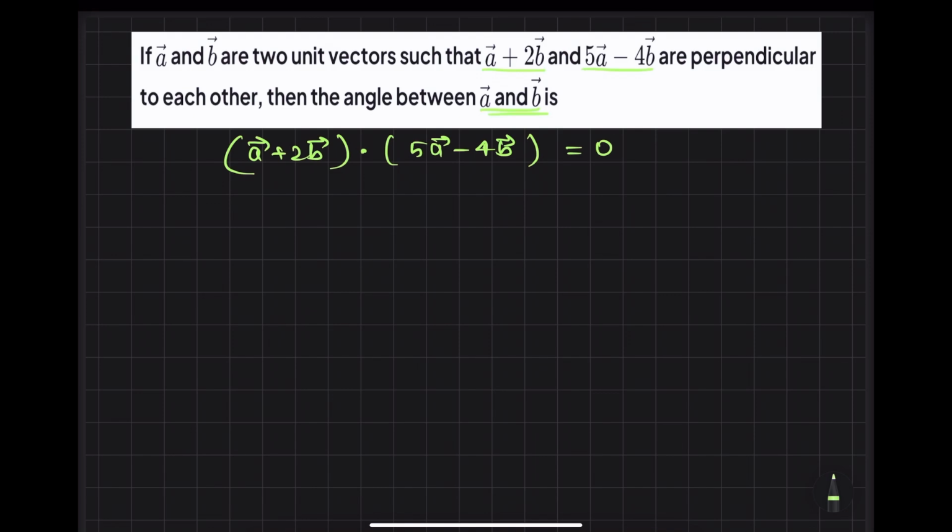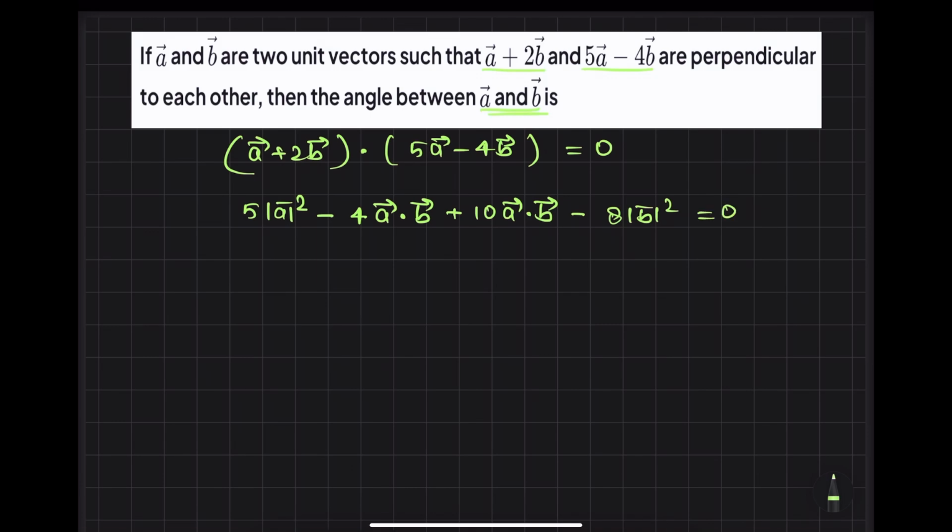Let's do it. So if you multiply a with a, you will have 5 times mod a square minus 4 times a dot b plus 10 times a dot b. A dot b and b dot a are the same thing. Minus 8 times mod b square. And this is equal to 0.